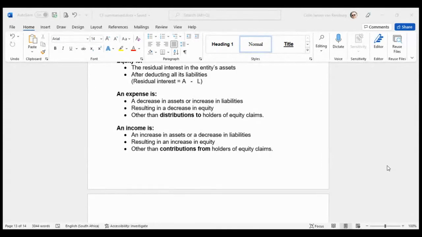And as long as it is not money that you've paid to the owners of the business, which is then a distribution to them, then it satisfies the definition of an expense.